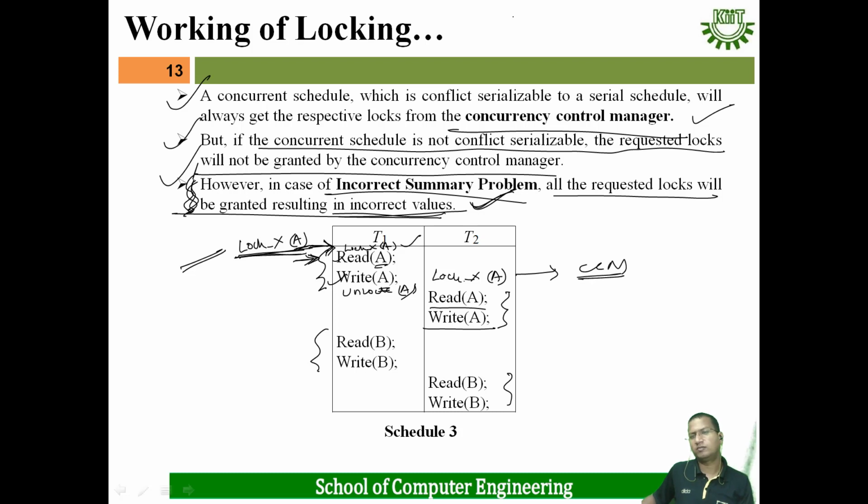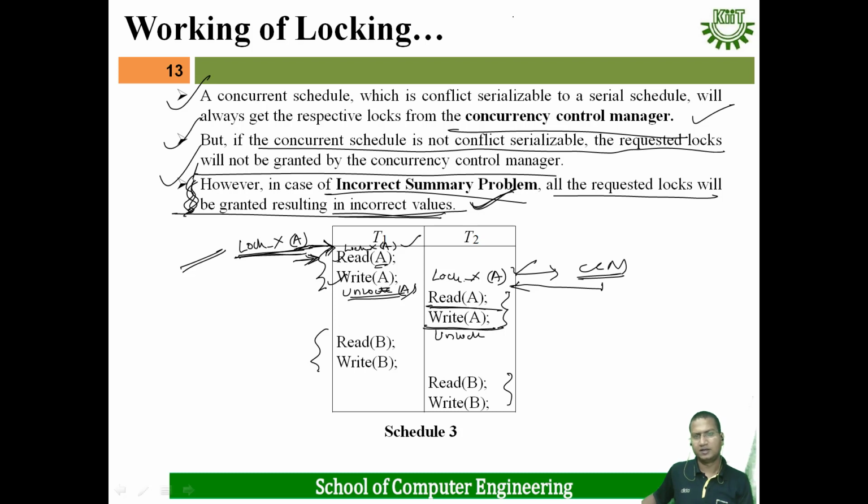Then the concurrency control manager sees whether any lock is applied on A or not. Already the lock is unlocked, so no lock is applied on A. That's why the concurrency control manager will grant that lock. When it grants that lock, then T2 can execute this read and write operation. Then after execution of this, it will unlock.